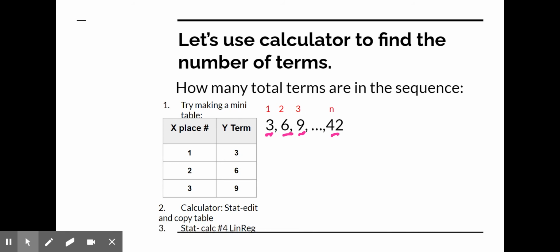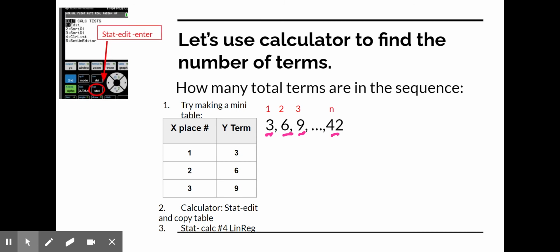So the next thing I'm going to do is get out my calculator, go to Stat Edit, hit Enter, and hopefully my lists are cleared. By the way, if you don't remember how to clear the lists, scroll all the way up until the list is highlighted, so L1 or L2 would be highlighted, hit Clear, and then hit the down arrow, and your list should be gone. But now we're going to type in this list: 1, 2, 3 in list 1, and 3, 6, 9 in list 2.